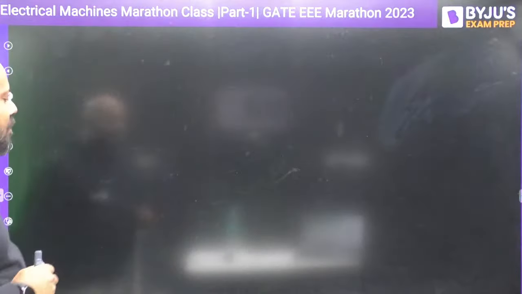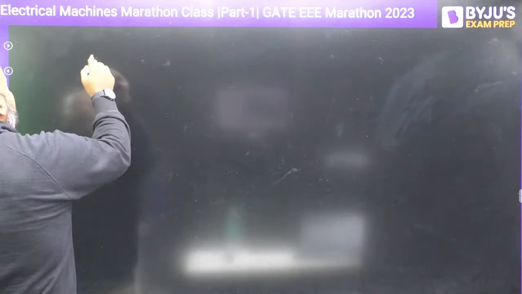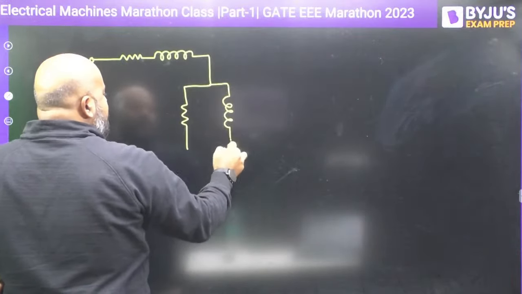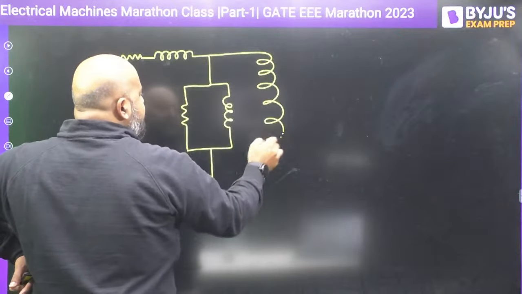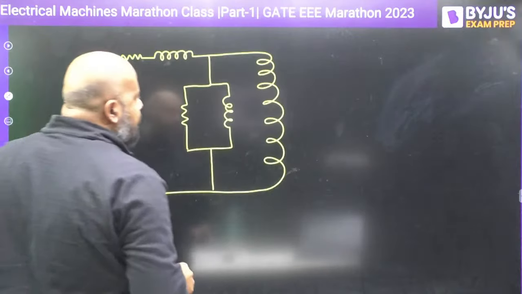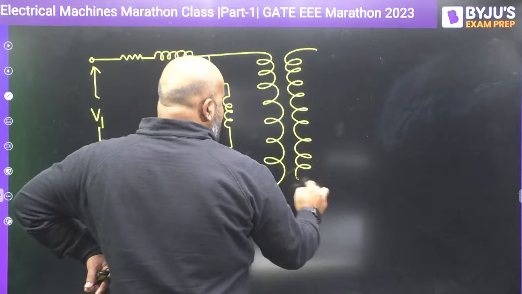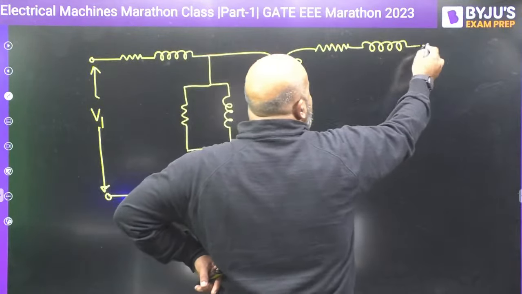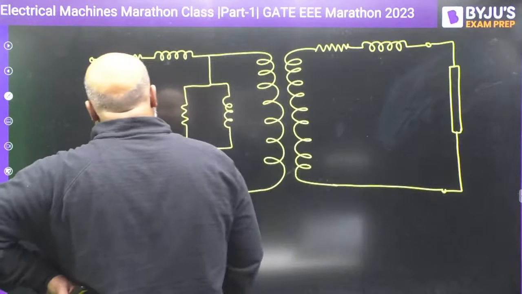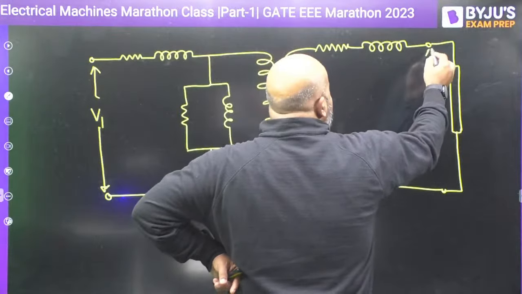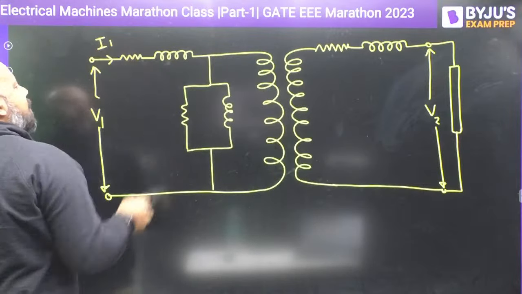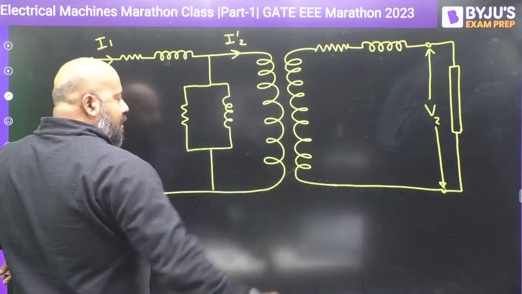Okay. Now let us see the equivalent circuit of the transformer. This is the supply voltage V1. This is the load side, secondary winding, you can say. It is going to have a voltage V2 here. Now, suppose the current here is I1. Current here is I2 dash. We'll understand what is I2 dash. Just give me some time.